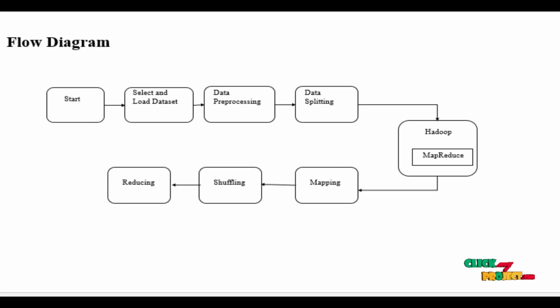Next, shuffling. This phase consumes the output of the mapping phase. Its task is to consolidate the relevant records from the mapping phase output. The same words are clubbed together along with their respective frequency. Next, reducing. The output values from the shuffling phase are aggregated. This phase combines values from the shuffling phase and returns a single output value. In short, the phase summarizes the complete dataset. For example, it calculates the total occurrences of each disease.